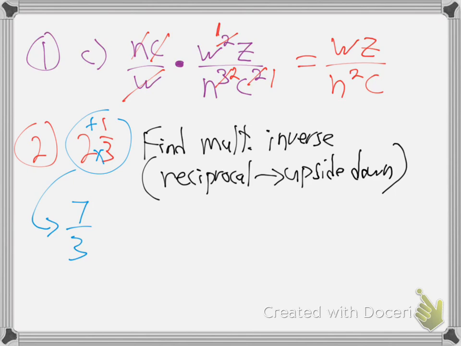And so then the multiplicative inverse is 3/7. So once you make it improper, it's easy. Just flip it. Good? Questions?